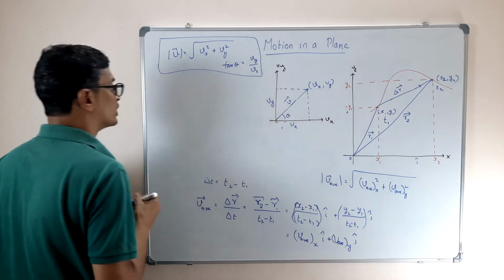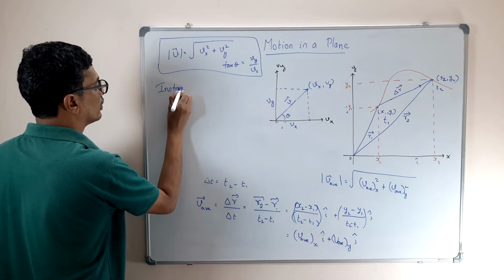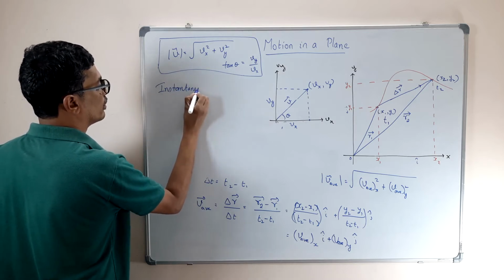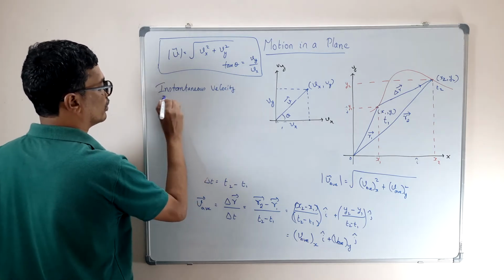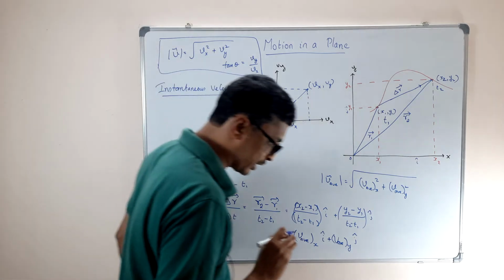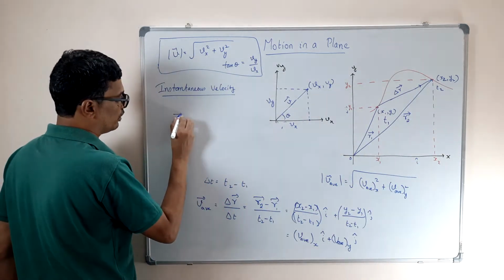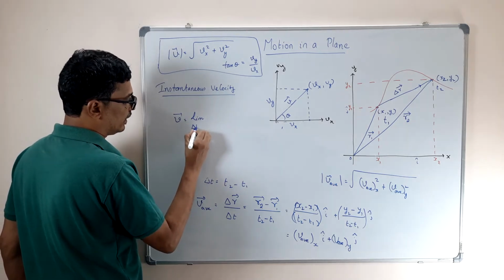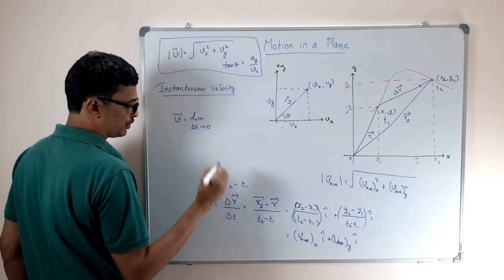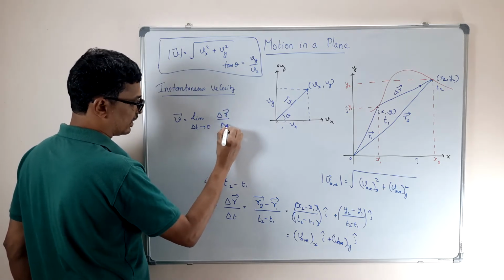what is that? Instantaneous velocity. So what is the symbol they have? Okay, the symbol is just V. V will be equal to limit delta t tends to 0 delta r by delta t.